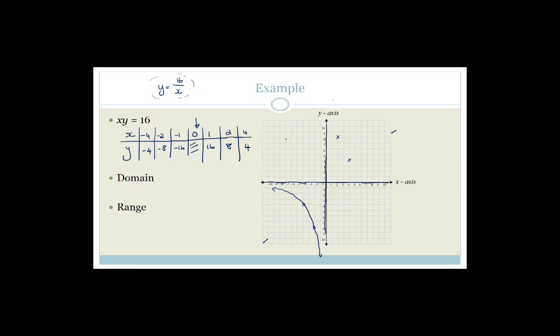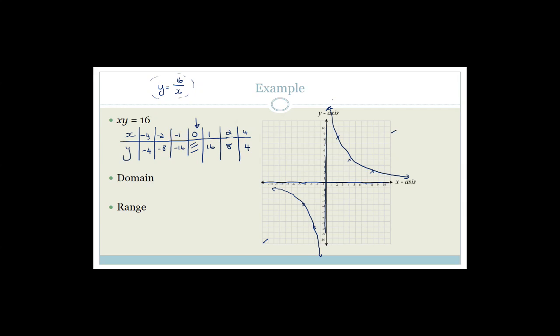And if you just want to prove it to yourself, if x is 8, y is 2. So therefore it's going to be like this. And the graph is going to look like that.